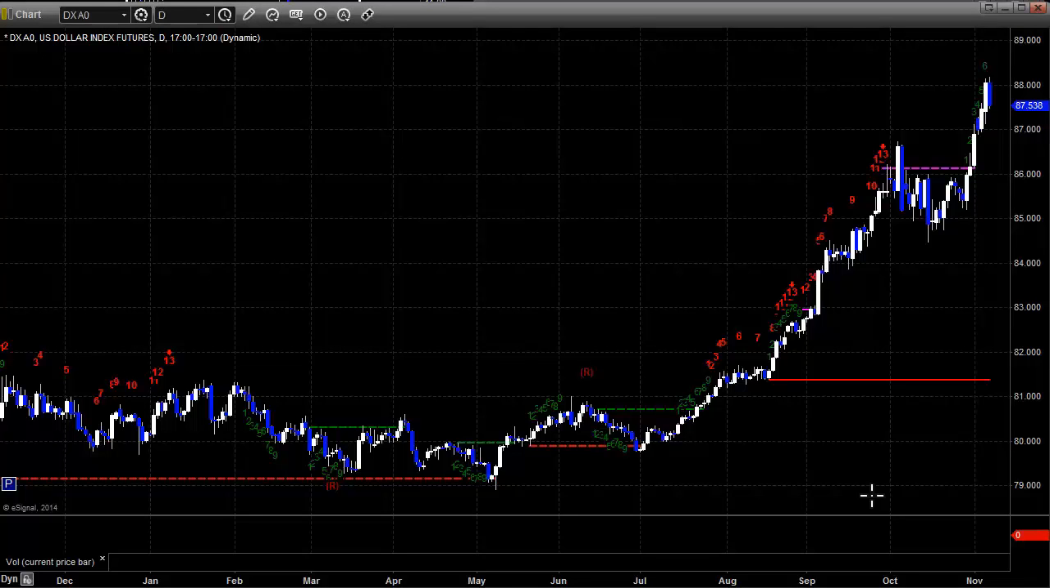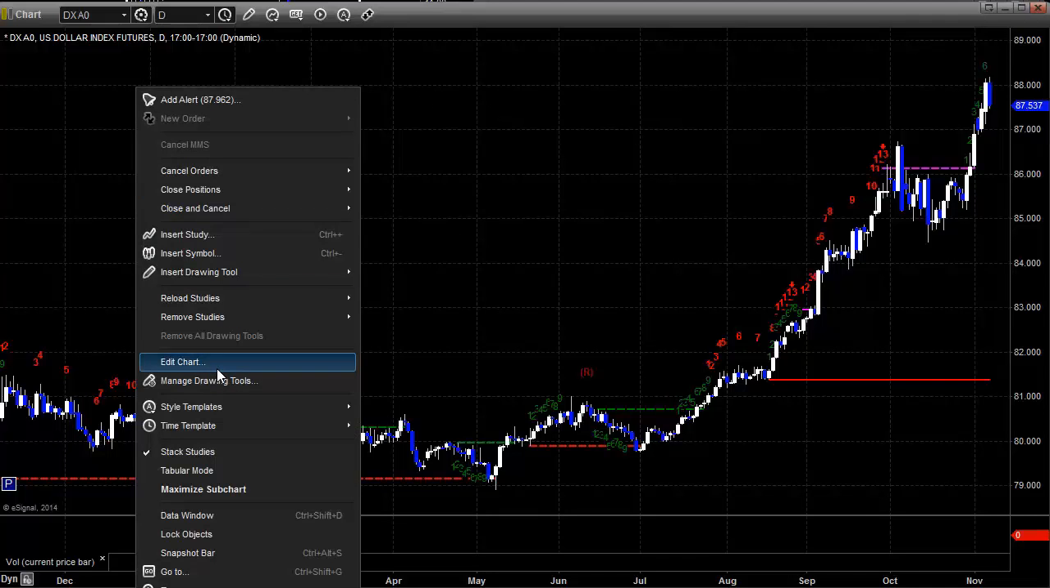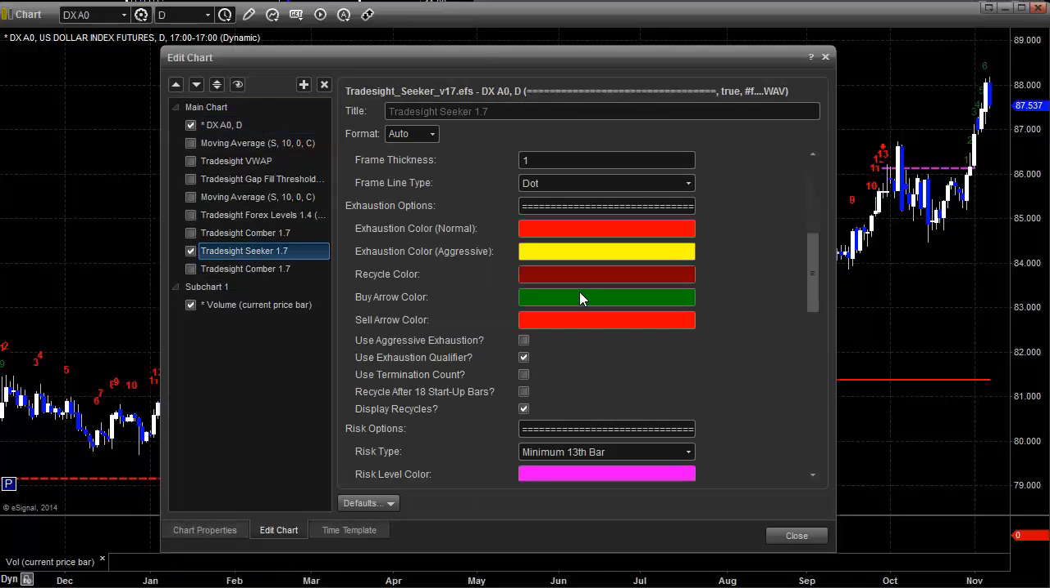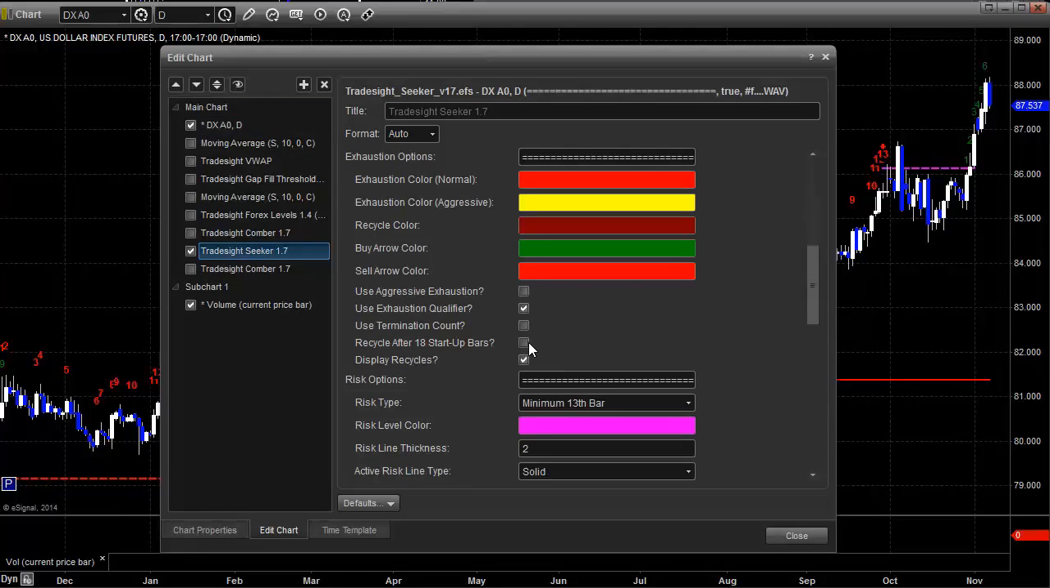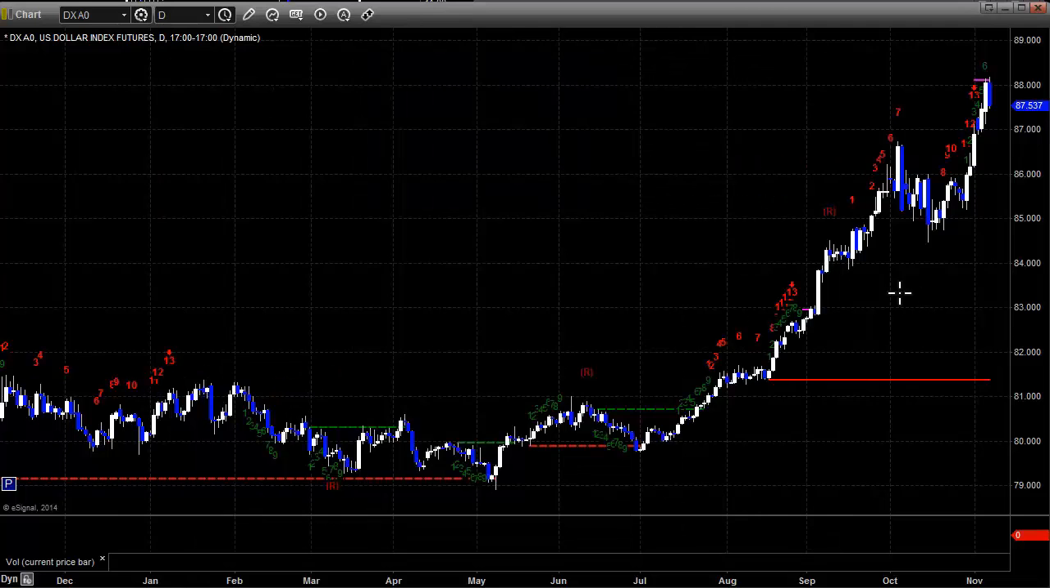This is a look at the dollar index daily chart. You can see that pushed up again this week. I should point out that our seeker tool, which does the 1 through 13 counts, has a couple of different settings you can use. One of the options is what we call recycle after 18 startup bars. If I check that instead, what's interesting is we got a recycle back here in September that gives us a different look at the count. With that, we've now got a 13 sell signal, and we bumped into the risk level and failed there Thursday and Friday. So it's going to be interesting to see if that's the true signal here on the dollar index.